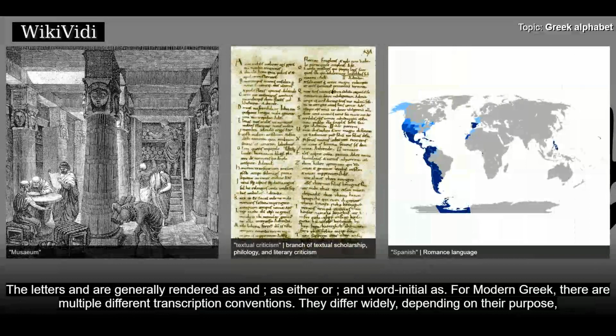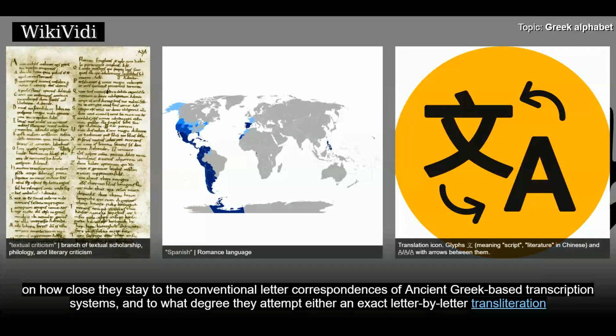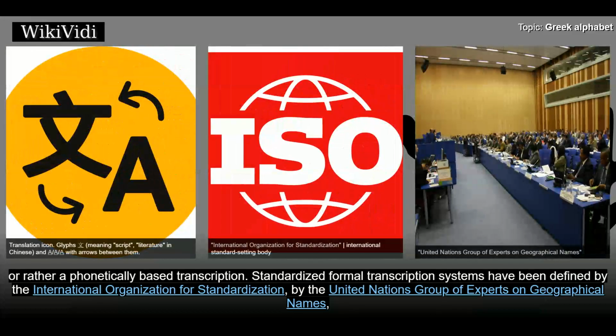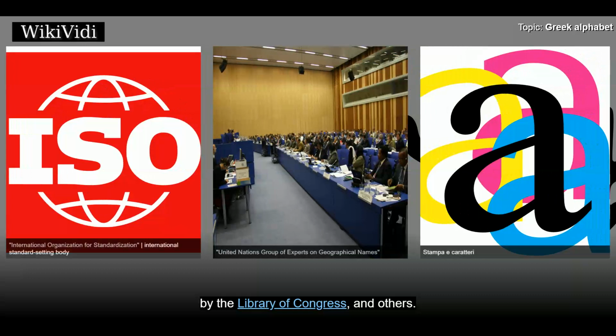For modern Greek, there are multiple different transcription conventions. They differ widely, depending on their purpose, on how close they stay to the conventional letter correspondences of ancient Greek-based transcription systems, and to what degree they attempt either an exact letter-by-letter transliteration, or rather a phonetically based transcription. Standardized formal transcription systems have been defined by the International Organization for Standardization, by the United Nations Group of Experts on Geographical Names, by the Library of Congress, and others.